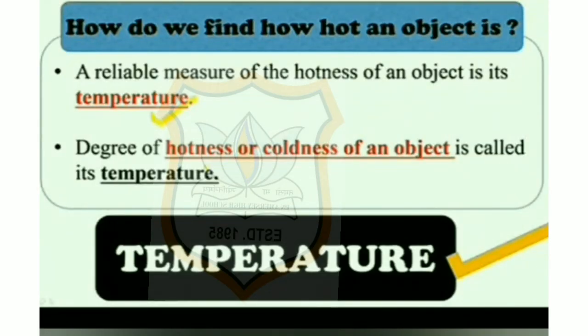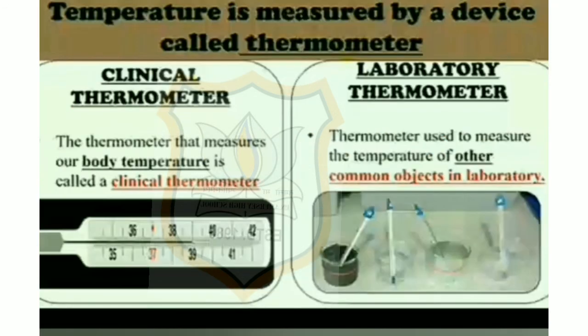Students, a reliable measure of the hotness of an object is its temperature. Now, are you thinking what is temperature? So, the degree of hotness or coldness of an object is called its temperature. Clear, students? So, temperature is the degree of hotness or coldness of any object. Temperature is measured by a device called a thermometer.